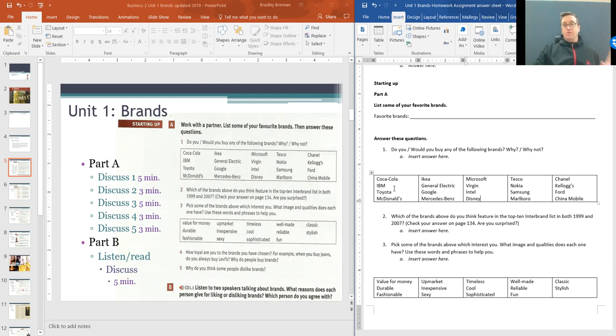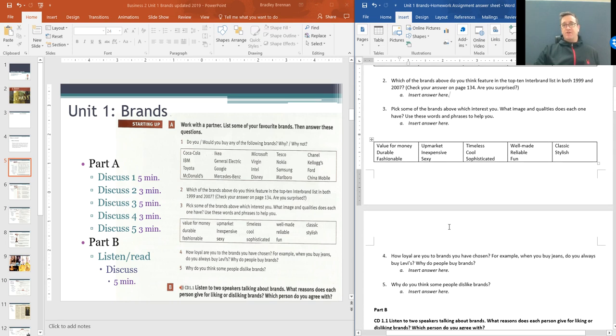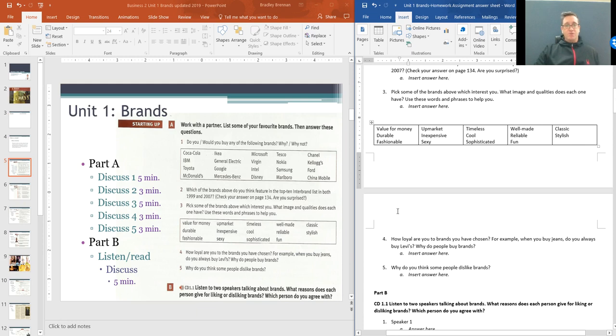So you would think, okay, in 1997, was it a top 10 brand? And also in 2007. So you're just going to list here which brands you think were in the top 10 biggest brands in the world in both 1997 and 2007. After you complete that, then look at page 134 and just see to yourself how many you got right. This is just kind of a fun little exercise. So, like I said, there's no right or wrong answer.